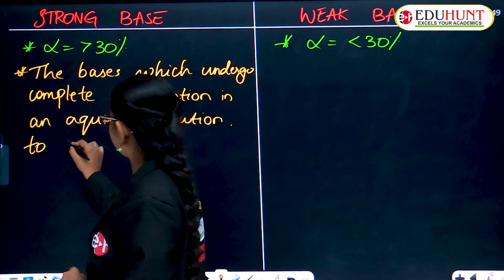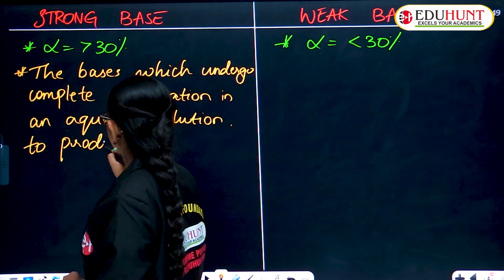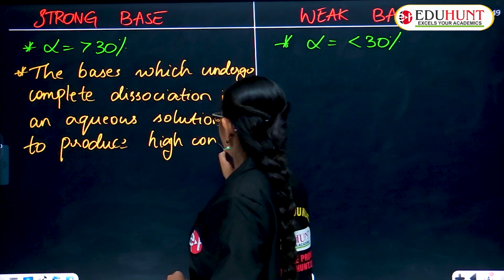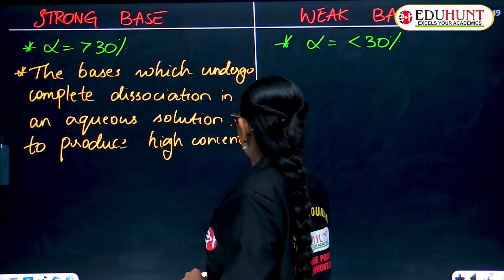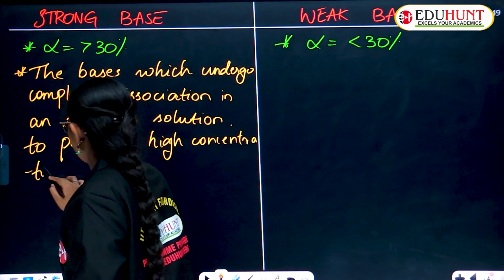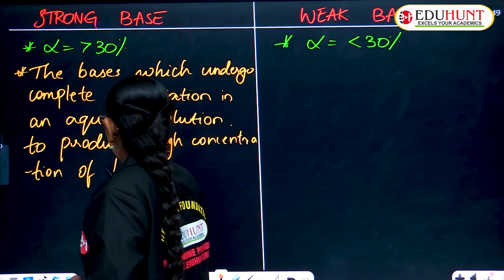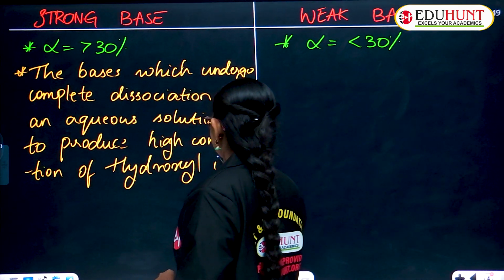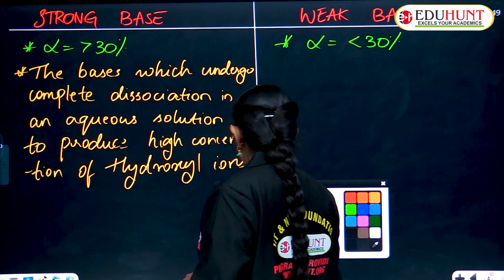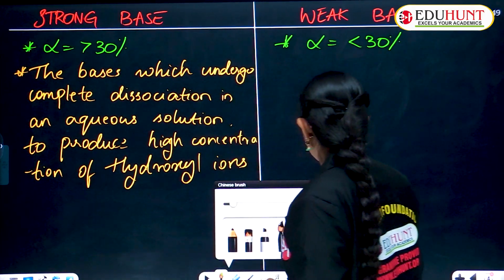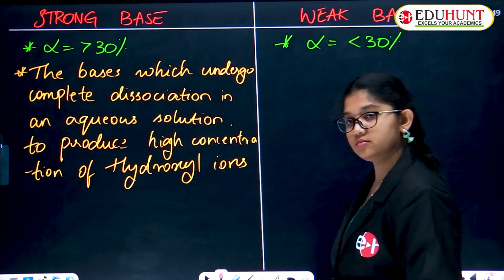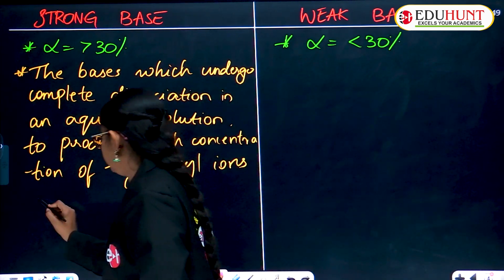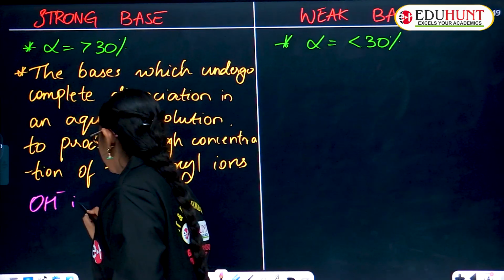So, they produce a high concentration of hydroxyl ions. Which ions, children? Hydroxyl ions. How can I represent hydroxyl ions? Very good, OH minus ions.